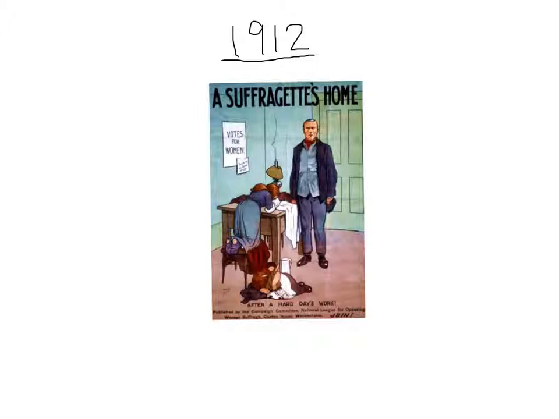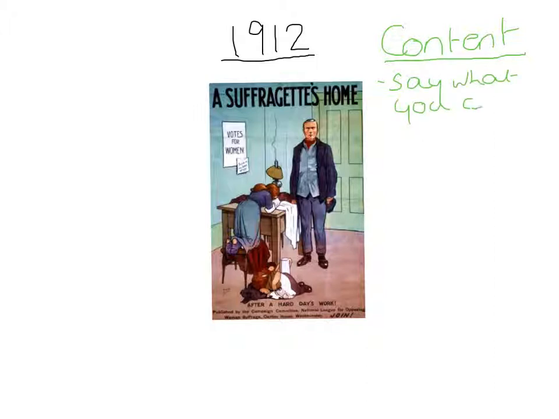So the first thing that we should be looking at is the content of the source. Content is probably the easiest one to do by far. Content is what you can see. So simply say what you can see. It really is as simple as that.